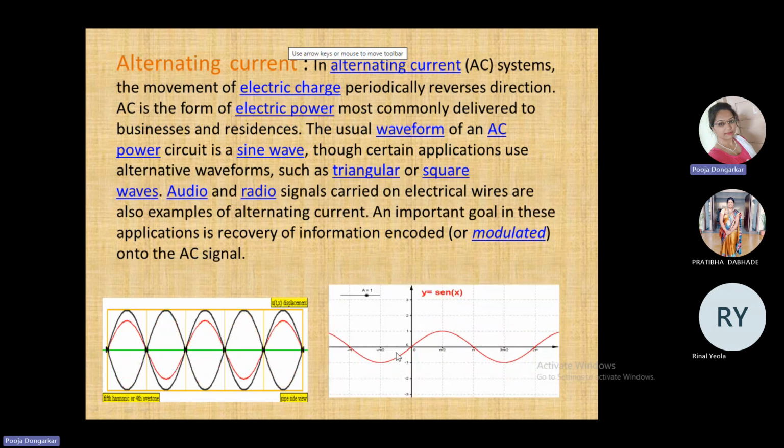See this second diagram. How does it turn from positive to negative? Alternately, the two wires supply negative and positive. That's why they call it alternating current. It is not flowing unidirectionally.